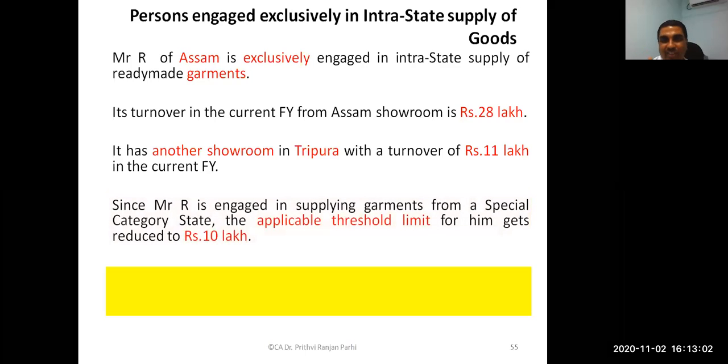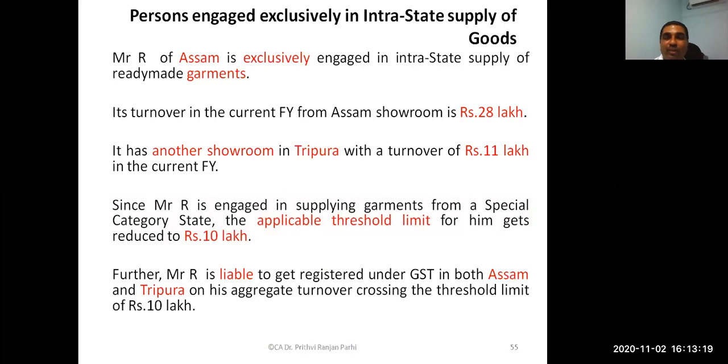Again, I will show you what we have discussed. In this case, the limit is 10 lakh. Once in Tripura the turnover exceeds the threshold limit, he is required to be registered. But where will you register? For registering, you have to consider aggregate turnover. Once you are required to register, you have to get yourself registered in all those states. In Tripura the limit is 10 lakh and his turnover is 11 lakh, so he is required to register in both states, Assam as well as Tripura.